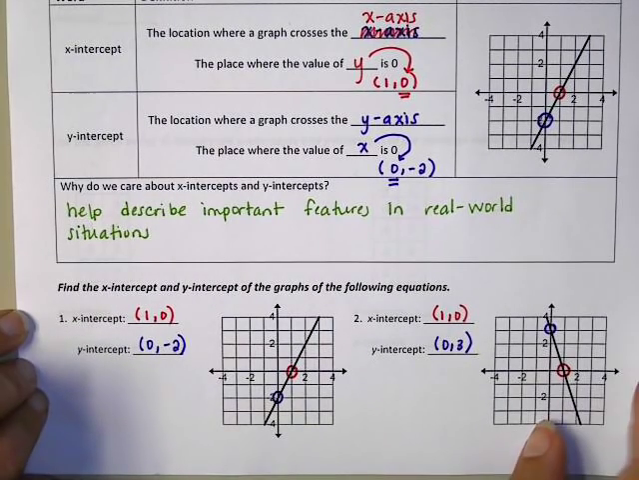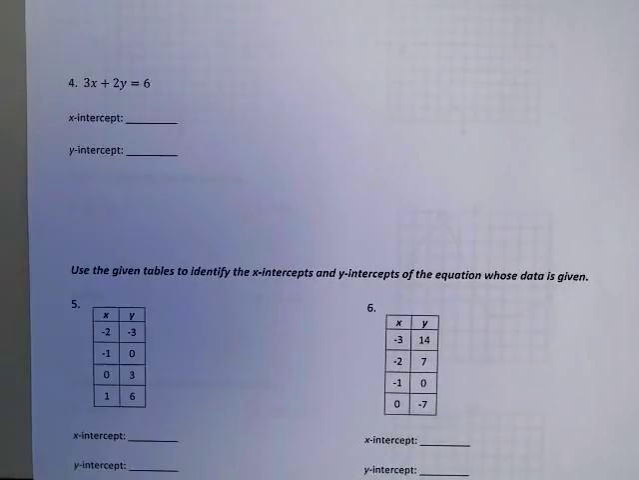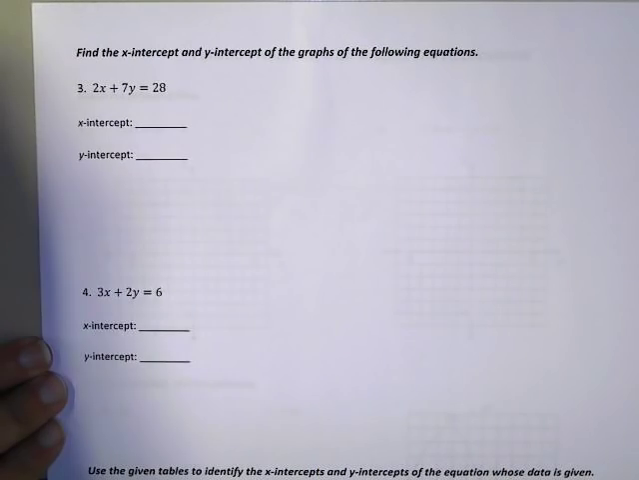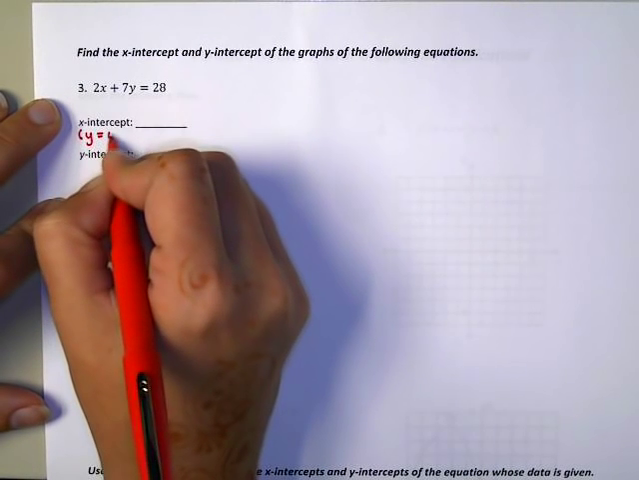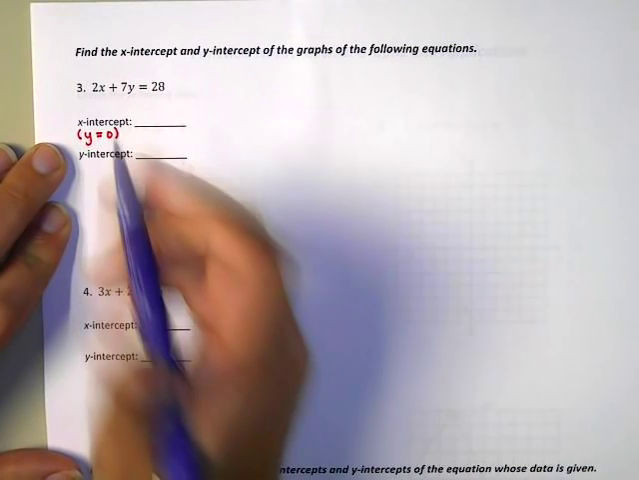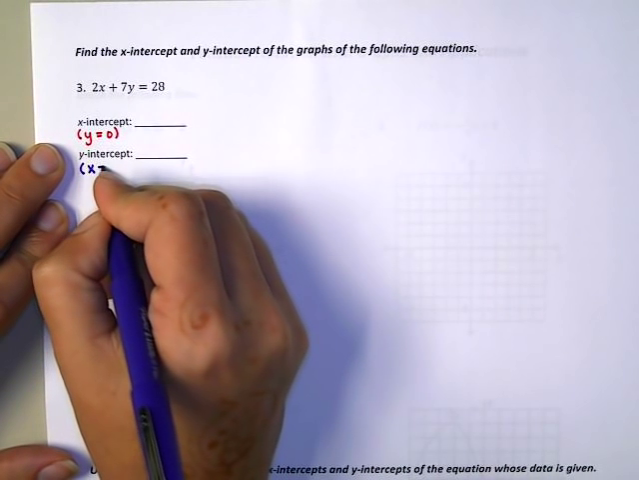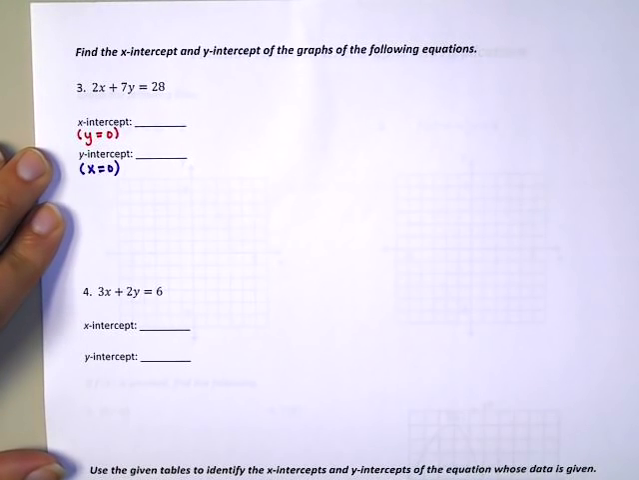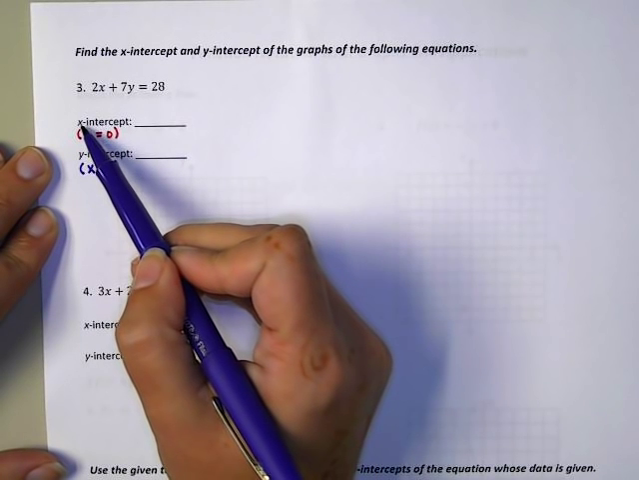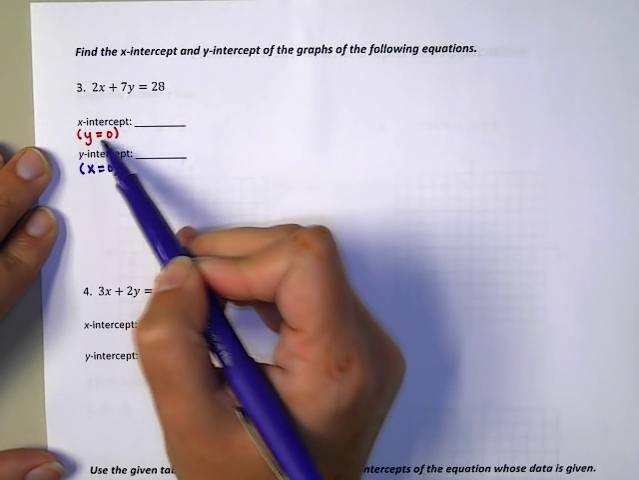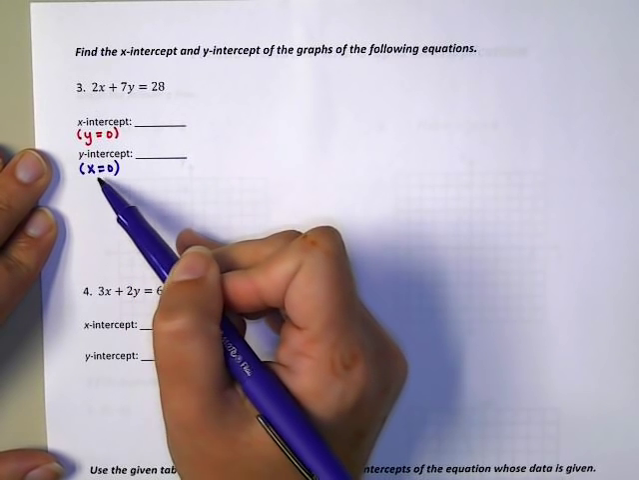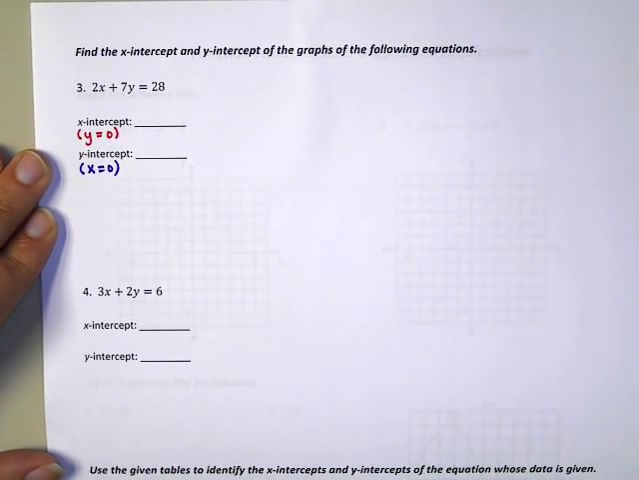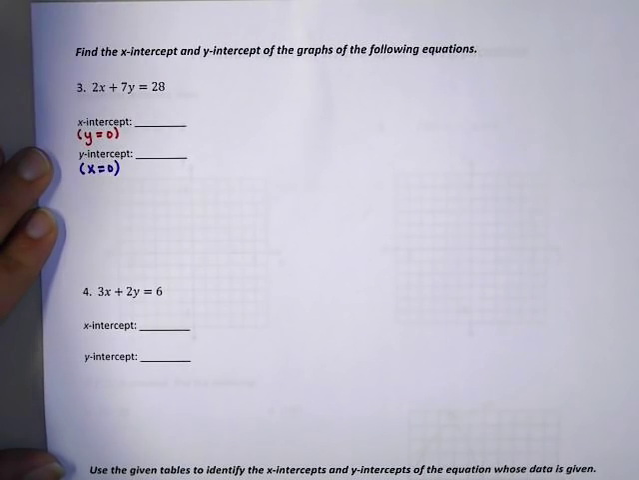Another thing we might have to do, instead of looking at a graph, is use an equation to find these values. So we need to remember that the x-intercept is the place where y is equal to 0, and the y-intercept is the place where x is equal to 0. I always think about it that if I want to find x, then y should be nothing, should be 0. If I want to find y, then x should be nothing, should be 0. So we can do this by using substitution.